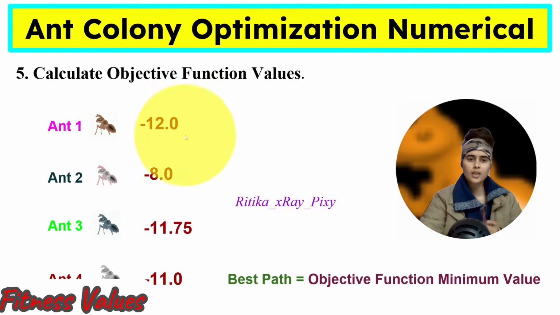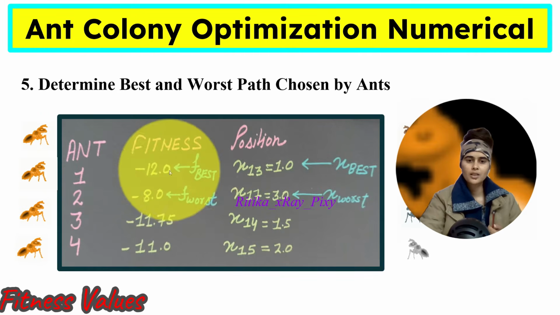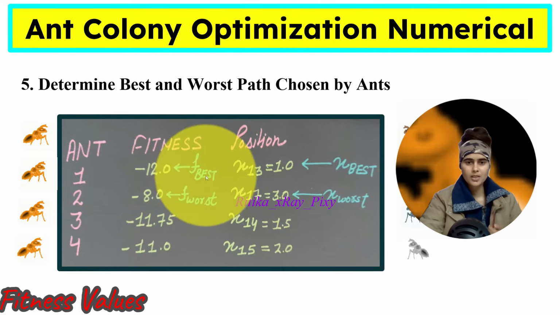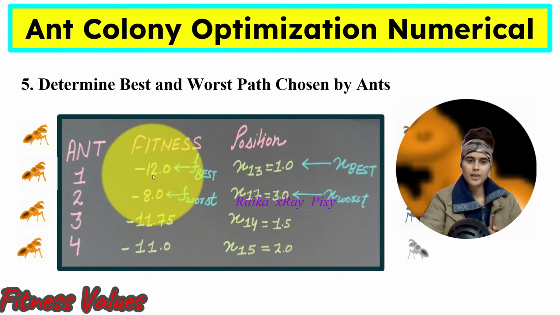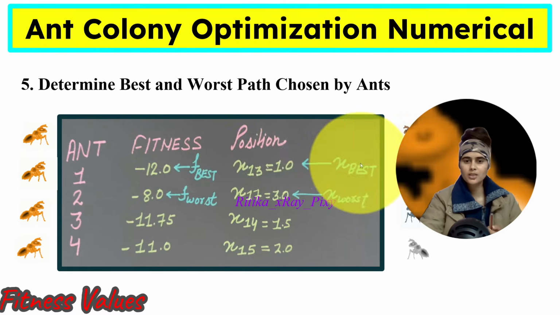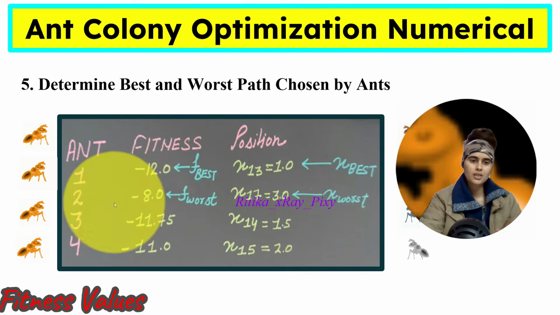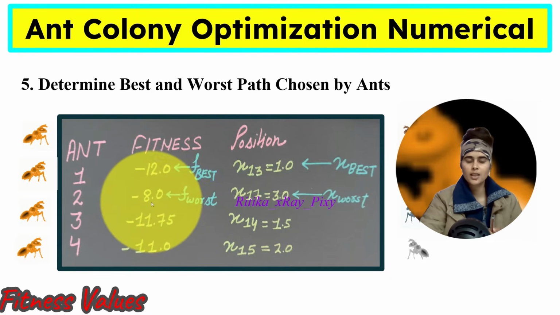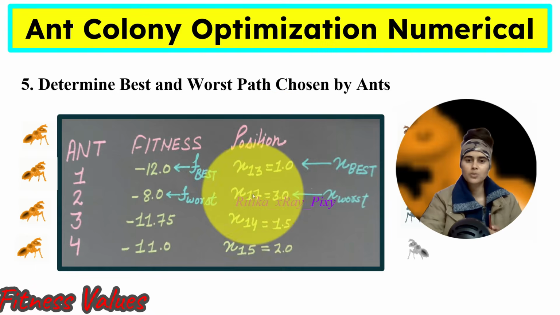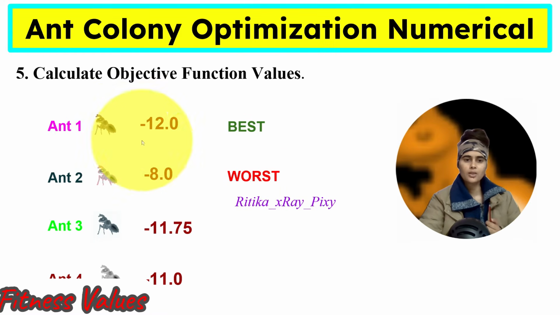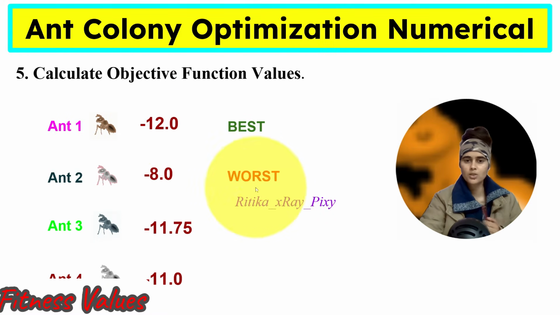Now we will select the best path. The best value is the objective function having the minimum value. So f best, that is the best fitness value, is minus 12.0, position x13. And the worst one you can see here is the second ant, that is minus 8.0 fitness value, and the discrete value for this we have x17, that is 3.0. Now we have the best and the worst solution.